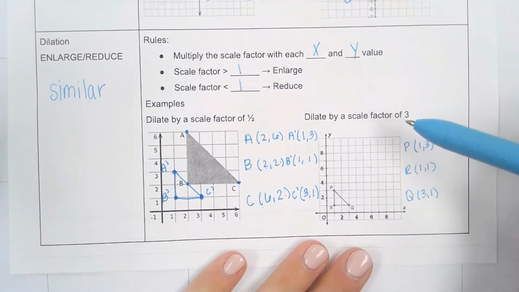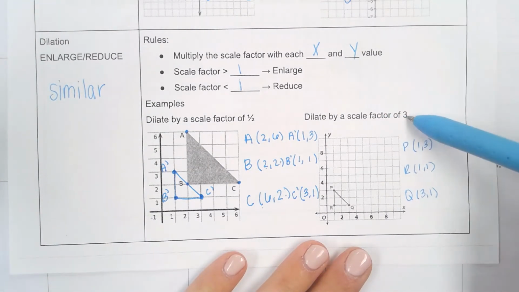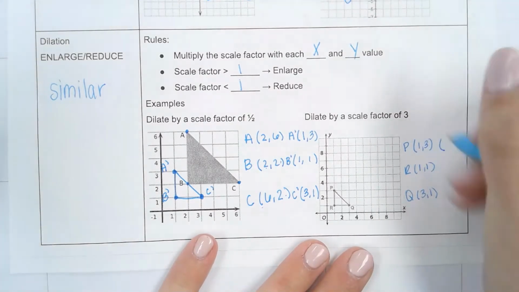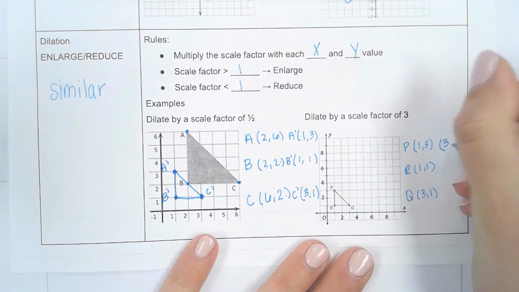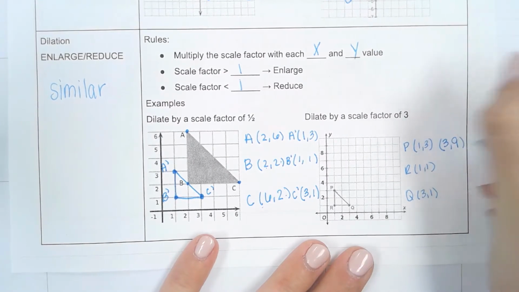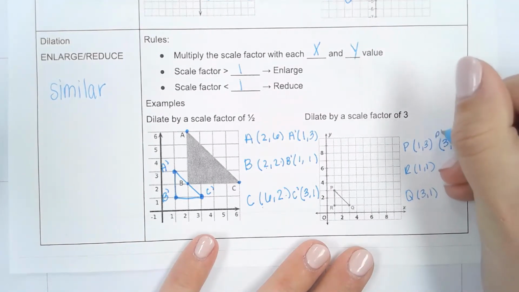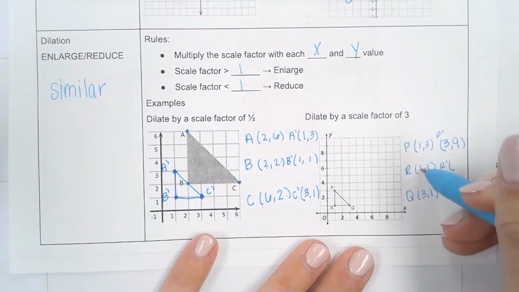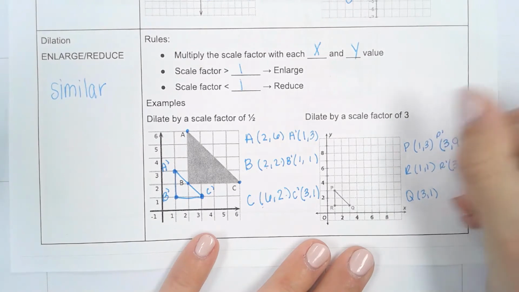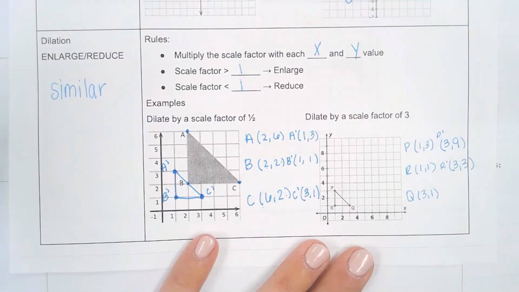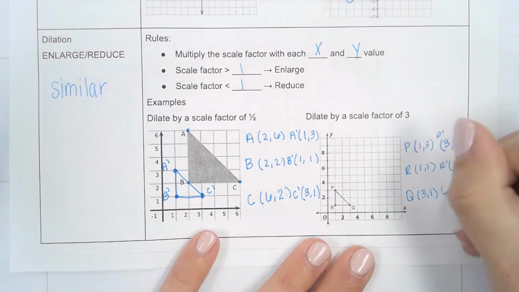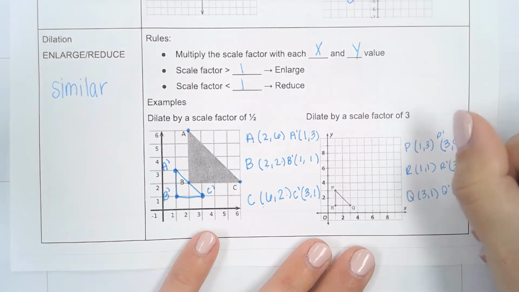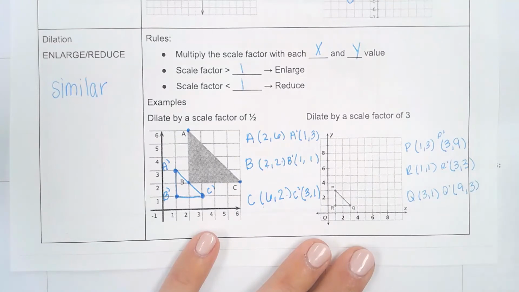So all that I'm going to do is take my scale factor of 3 and multiply it times every single number in my parentheses. So 3 times 1 is 3, and 3 times 3 is 9. So P prime is going to end up at 3, 9. R prime is going to be at 1 times 3 is 3, and 1 times 3 is 3, so it's going to end up at 3, 3. And then Q prime, so 3 times 3 is 9, and 1 times 3 is 3. So Q prime is going to end up at 9, 3.